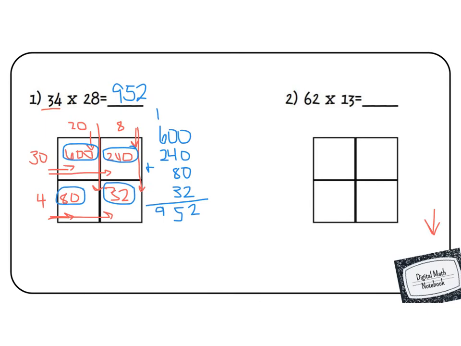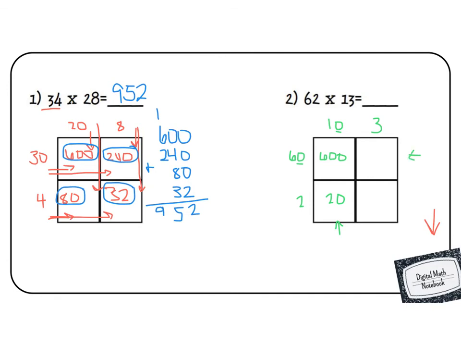Let's do our second example together. Remember, our first step is to break out our numbers by place value. So we have 62 breaks into 60 and 2. 13 breaks into 10 and 3. Now we're going to enter each box. 6 times 10 is my first box. 6 times 1 is 6, and I have 2 zeros. Now I'm going to do 10 times 2 to fill in this box. 10 times 2 is 20.